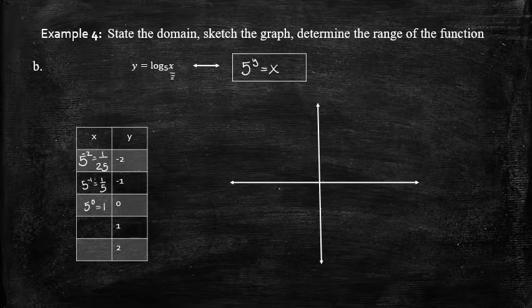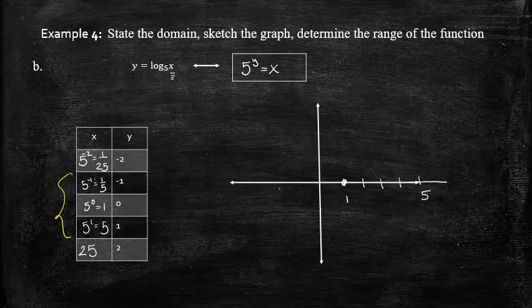5 to the 0 power is 1. 5 to the first power is 5, and 5 squared is 25. Okay, and again, I'm going to concentrate on these three guys here in the middle. So again, starting with the x-intercept of (1, 0), I'm going to go out to 5. (5, 1) is another point on the graph, and then (1/5, -1).